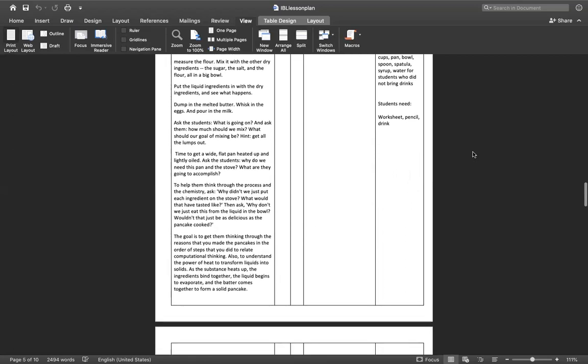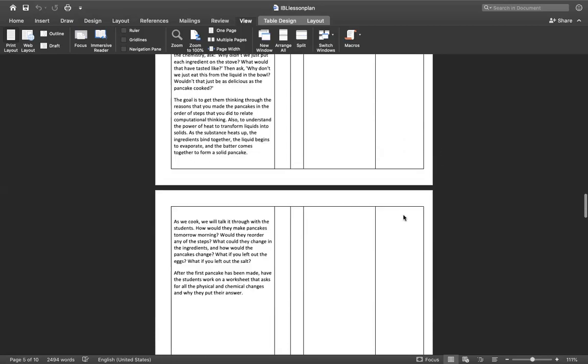The goal is to get them thinking through the reasons that you made the pancakes in the order of the steps that you did, to relate to computational thinking. Also to understand the power of heat to transform liquids into solids. As the substance heats up, the ingredients bind together and the liquids begin to evaporate, and the batter comes together to form a solid pancake.